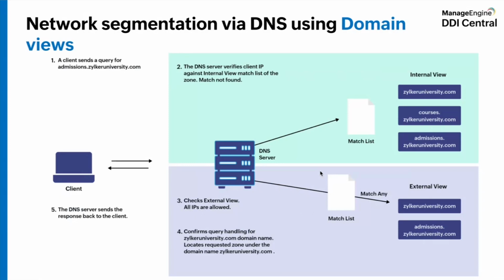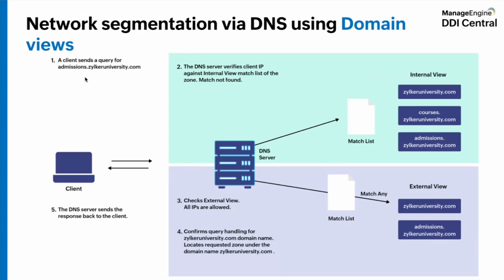On this slide, we see a simplified example of how network segmentation is achieved using DNS domain views. We'll walk through the process step by step, highlighting the distinction between internal and external views for zones under the domain name zilkeruniversity.com. So let's see what DNS views are first. DNS views are special features through which you can implement network segmentation using DNS servers. It enhances protection against potential threats by customizing DNS responses, enforcing distinct security policies, and controlling access for different user groups and network segments within your institution.